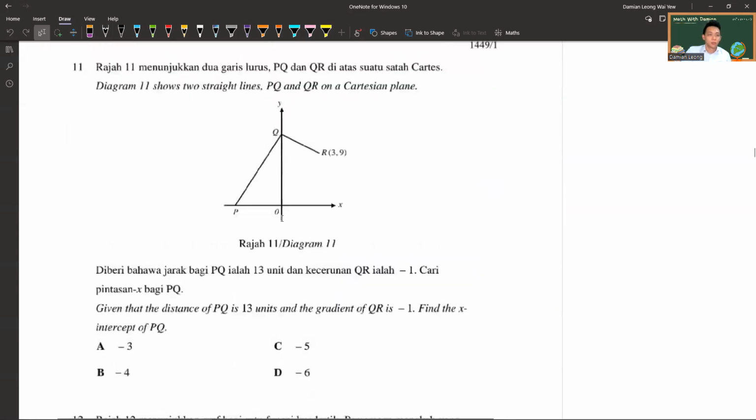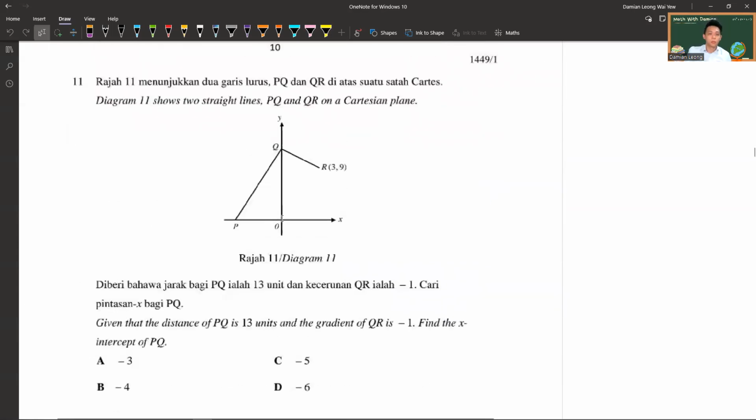Question 11. I have two straight lines, PQ and QR. Distance of PQ is 13 units. Gradient of QR is -1. Find the x-intercept of PQ. So, here, gradient of QR is -1. I already know this x is 3. I don't know what's the change in y.